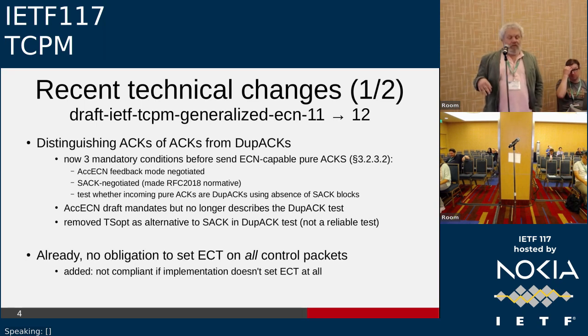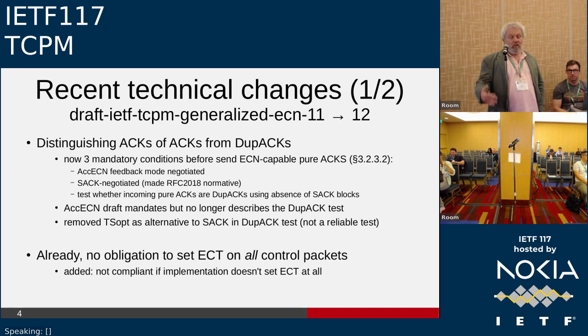And the accurate ECN draft mandates that any experiment like this one that wants to use ECN capable PRACs would have to do the same thing. It would have to do this DUPAC test, but this one just does it, right? And we took out a test using the timestamp because it wasn't a reliable way of distinguishing these DUPACs, which was pointed out by Marku.